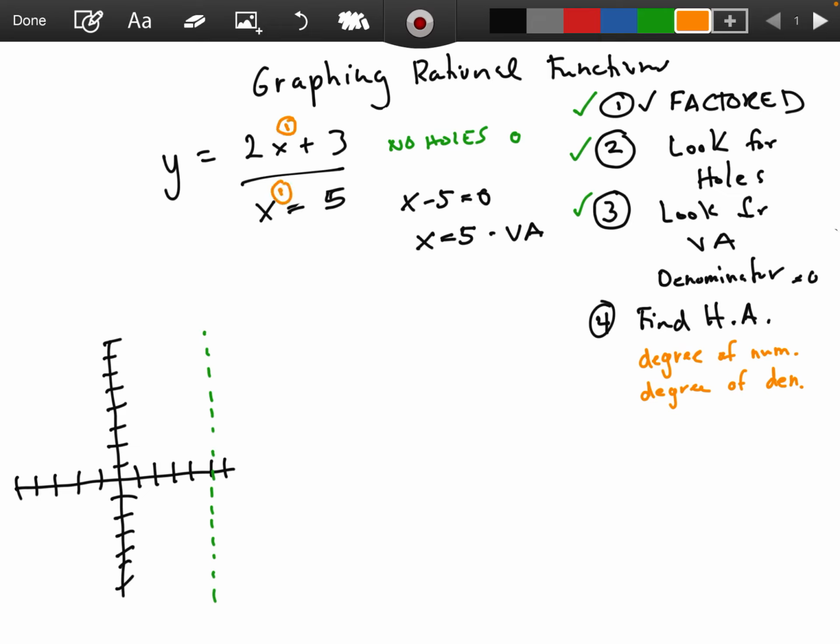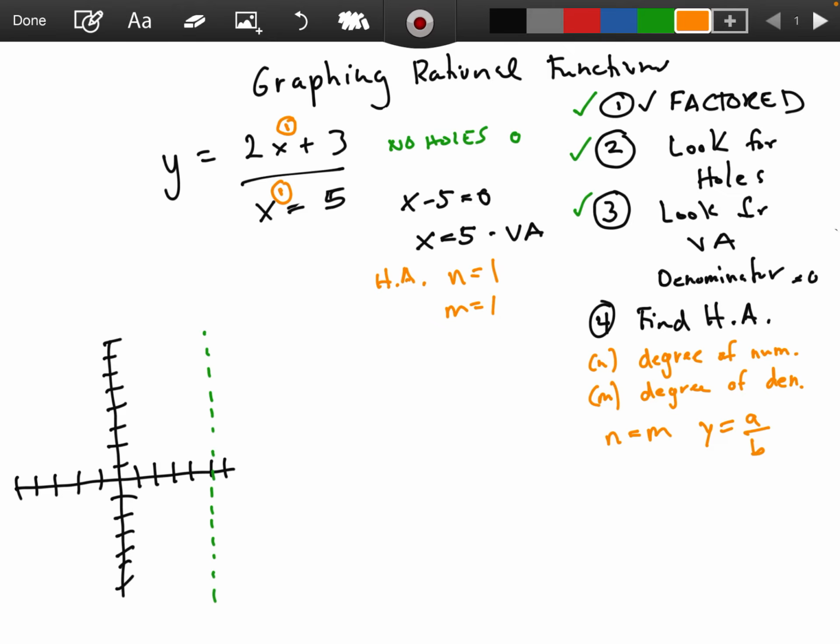And we use the letters n and m. We use the letter n for the degree of the numerator, and we use the letter m for the degree of the denominator. So in terms of our horizontal asymptotes, we have n equals 1, and we have m equals 1. They're both 1. Now, what are the rules? When the degree of the numerator is the same as the degree of the denominator, then we have to look at their leading coefficients.